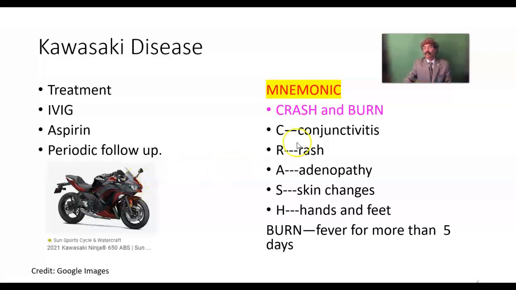And we will remember "crash and burn". Suppose this Kawasaki motorcycle has crashed and there may be fire. So just remember crash and burn. I took this mnemonic from multiple sources. C for conjunctivitis, red color, but not close to the limbus. R for rash, different types of rash, over the entire body, maybe in the perineum, maybe around the scrotum. A for adenopathy, most likely cervical lymphadenopathy, anterior cervical lymphadenopathy. S for skin changes, red erythema, there may be blister formation, and peeling of the skin. H for hand and foot, where there will be blister formation and peeling of the skin. Burn: fever for more than 5 days, that is the burn. Suppose this motorcycle hits something, there will be something setting fire.